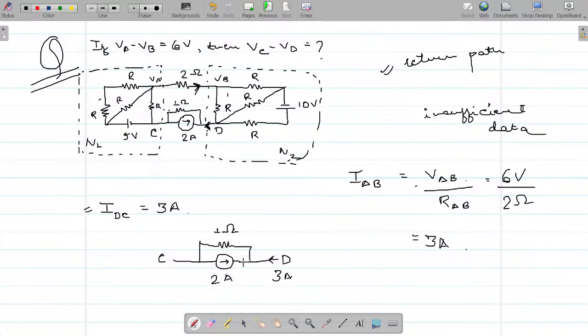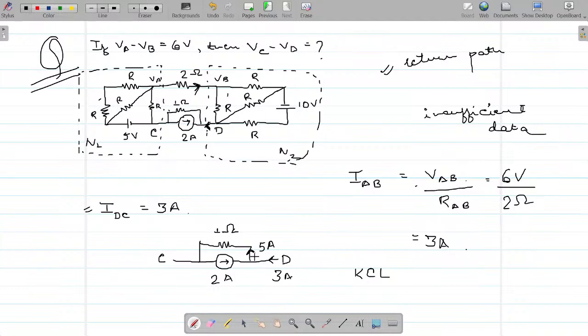Tell me, if 2 amperes is coming from here and 3 amperes is coming from here, what will be the current in this branch? 2 amperes here, 3 amperes here. What will be the current here? Can I say 5 amperes? What is the concept applied here? KCL. 2 incoming currents, then the outgoing current could be what? 5 amperes.